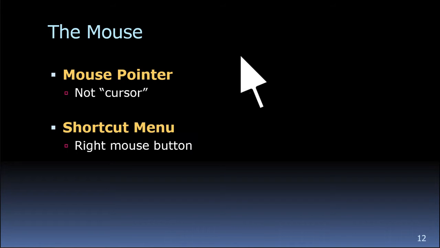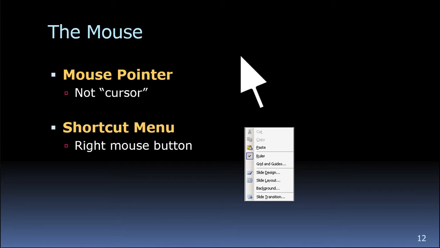Whenever you click the right mouse button on your mouse, a little menu will pop up. This is a really handy feature. In fact, whenever you're not sure how to do something, just use the right mouse button. This menu will pop up, and usually, not always, but a lot of the times, whatever you're looking for is going to be in that menu. So it's a really important and useful feature.